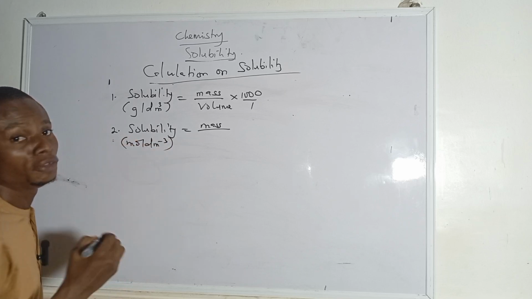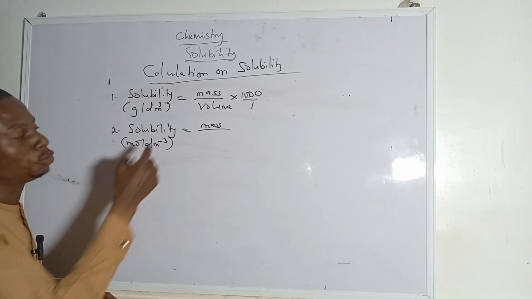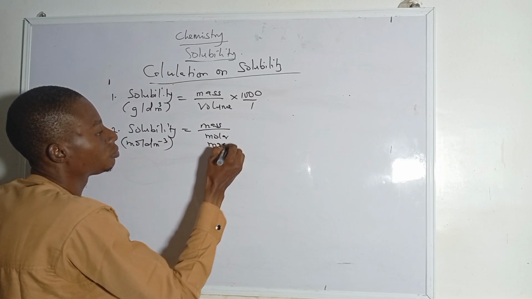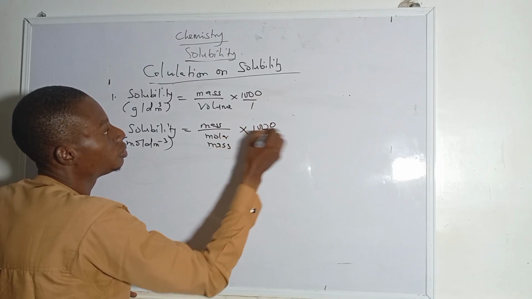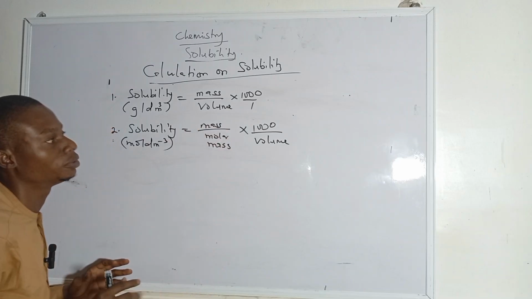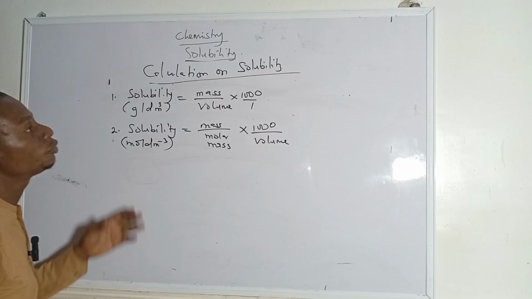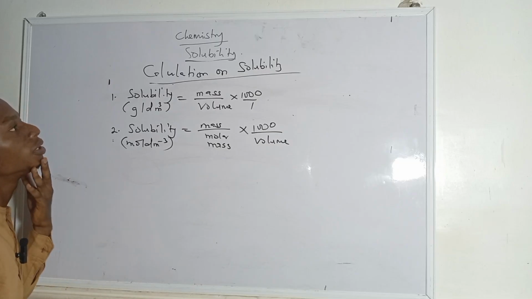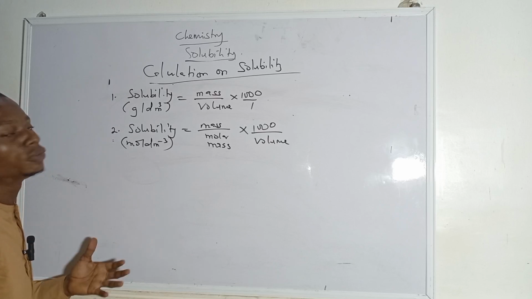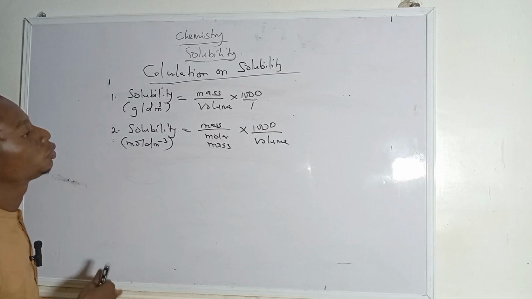If the question is asking you to solve the solubility of the substance in mole per dm cube, you apply the second formula straight away: mass over molar mass times 1000 over volume. These two formulae are very useful in solving solubility questions.